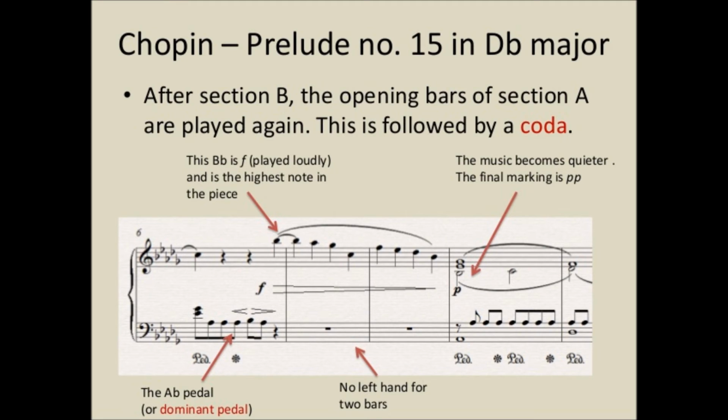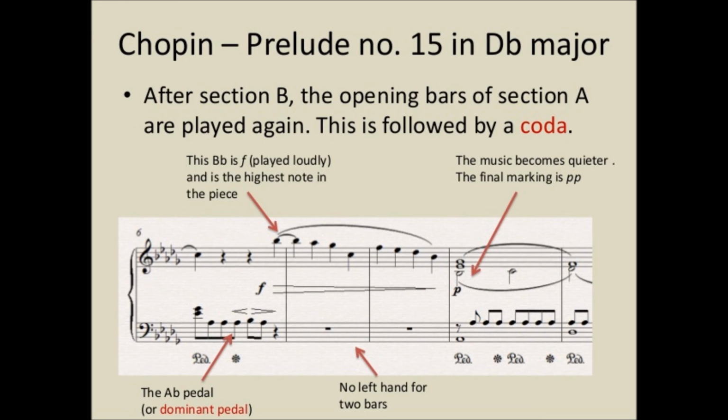Following this lengthy B section, at bar 76, the A section is reprised. A short restatement of the opening section of the piece. In the reprise of the A section, we find performance directions such as smorzando, which means dying away.